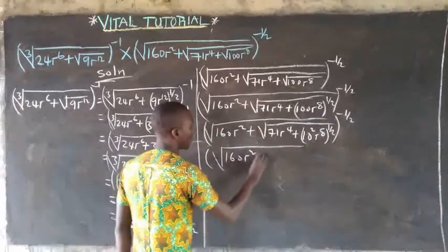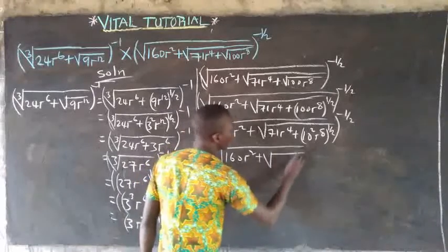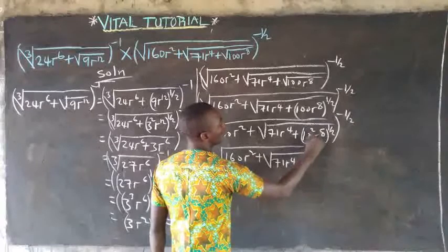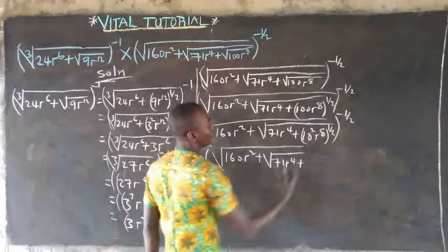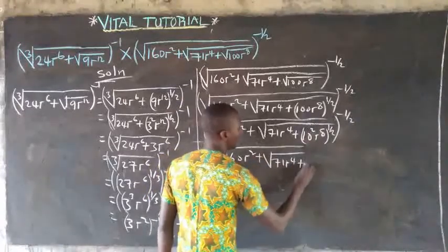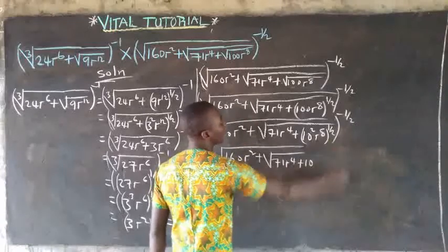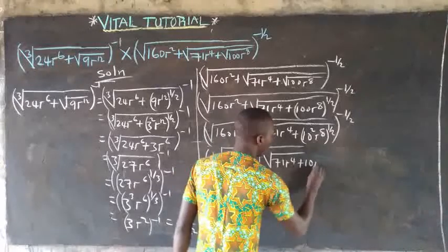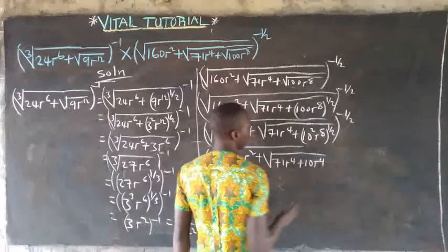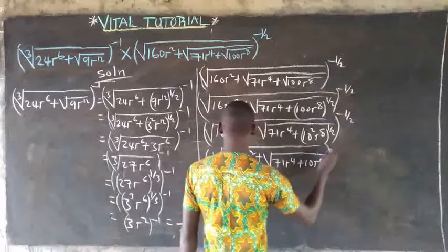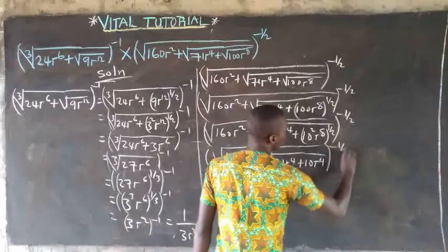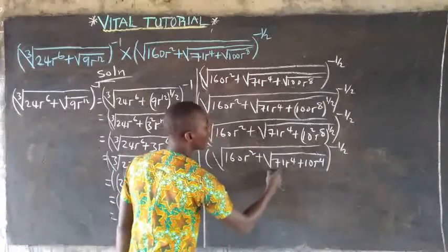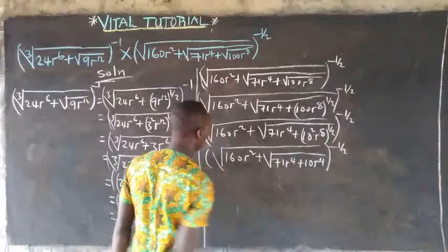160 r to the power of 2 plus the square root of 71 r to the power of 4 plus 2 times 1 all over 2 is 1. This will be 10 to the power of 1, which is what? 10. 8 times 1 all over 2 is 4. So this will be r to the power of 4. So this will be raised to the power of minus 1 over 2. So as you can see, we can add this together: 71 r to the power of 4 plus 10 r to the power of 4.